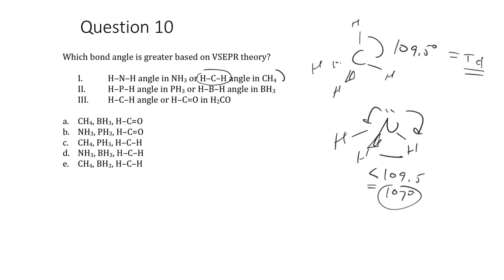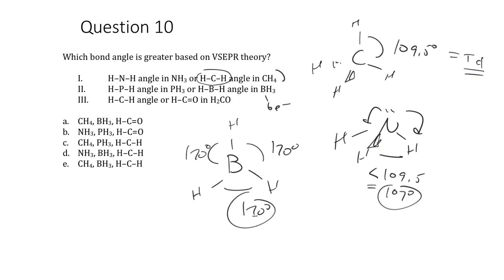PH3 versus BH3. So let's do BH3 first. BH3 has hydrogens here. It only has 6 total electrons. And so let me actually draw this slightly better here just to make sure you see that these bond angles here are perfectly 120 degrees. So that's perfectly trigonal planar.